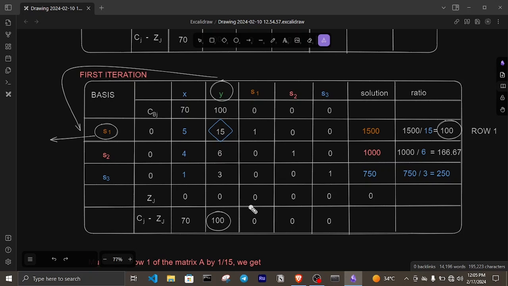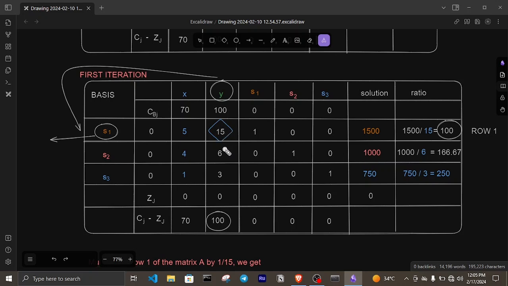Our main goals are two. One is to make the net evaluation row zeros or negative values. And the next thing is that we want to make these x and y values basic variables since they are non-basic variables. So how do we make this 15 here 1? Another instruction is that on this row, we are going to divide all the values on this row by 15 so that the value at the y column becomes 1, right?